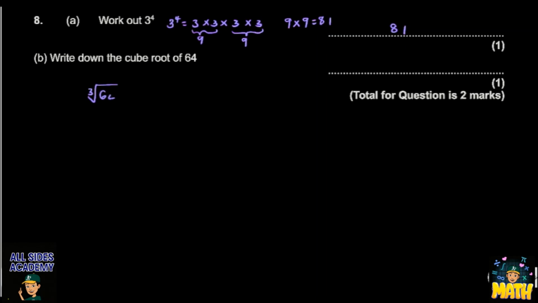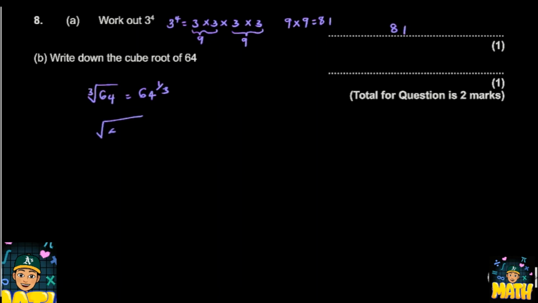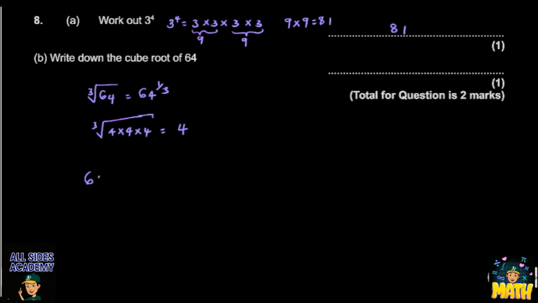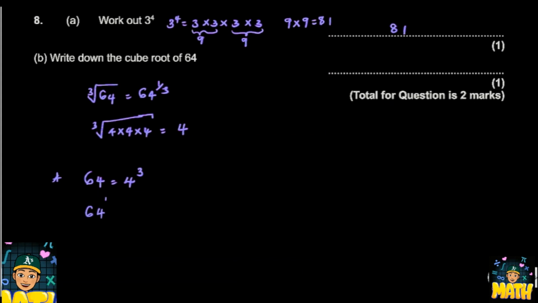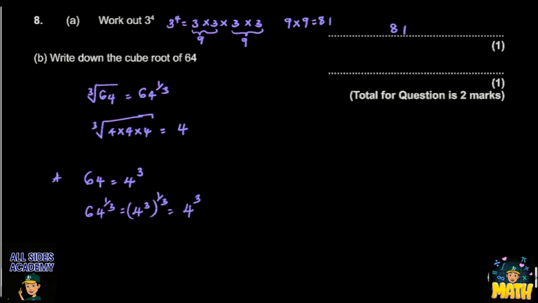Write down the cube root of 64. In this case, the cube root can be written as a power fraction. Cube root is basically: what number do you multiply by itself 3 times to get 64? You can always start with 1 times 1 times 1, 2 times 2 times 2, 3 times 3 times 3. Another way is to express 64 as 4 to the power of 3, and then introduce the law of brackets. When you have a power and another power outside, we multiply the powers, so that will give you 4 to the power 1, which is 4.